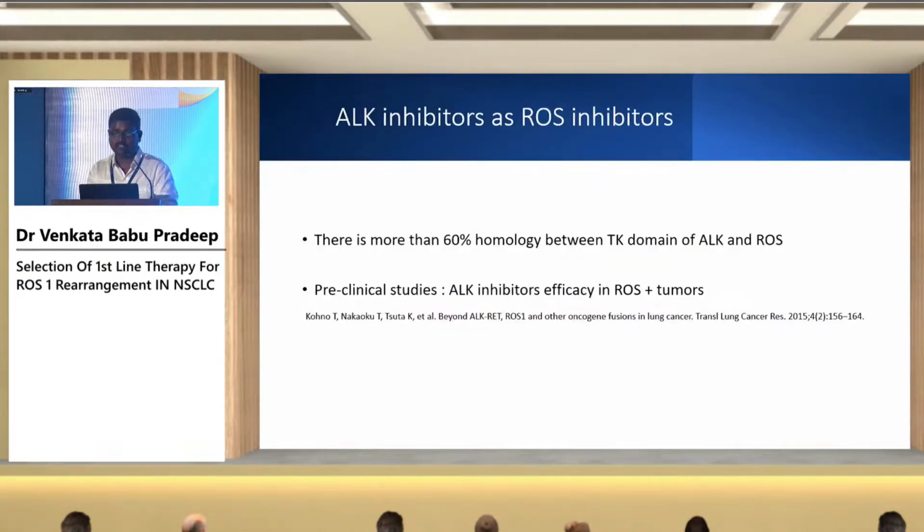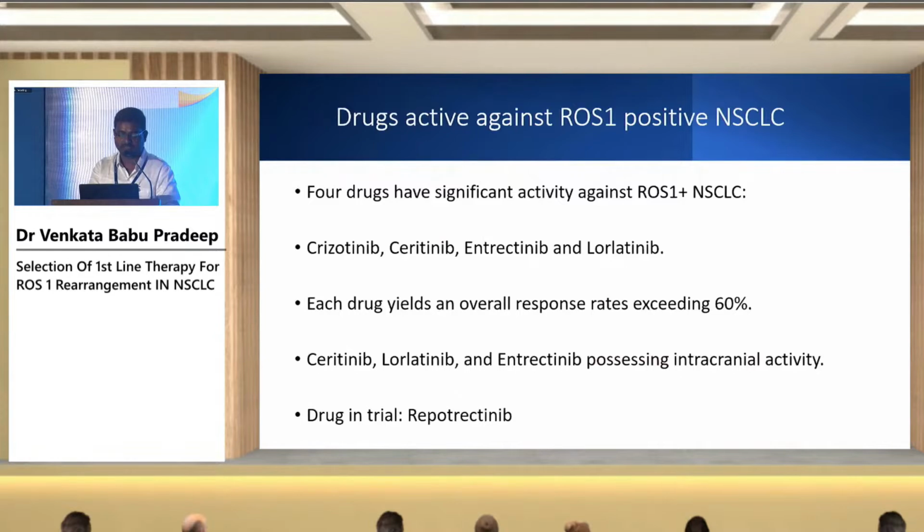So coming to the ALK inhibitors as ROS inhibitors, why was it done initially? Because there is more than 60% homology between the tyrosine kinase domain of ALK and ROS. And so preclinical trials were done and seen that ALK inhibitors do act against the ROS tyrosine kinase also. So there are 4 drugs that are currently active against ROS-rearranged NSCLC: crizotinib, ceritinib, entrectinib, and lorlatinib.